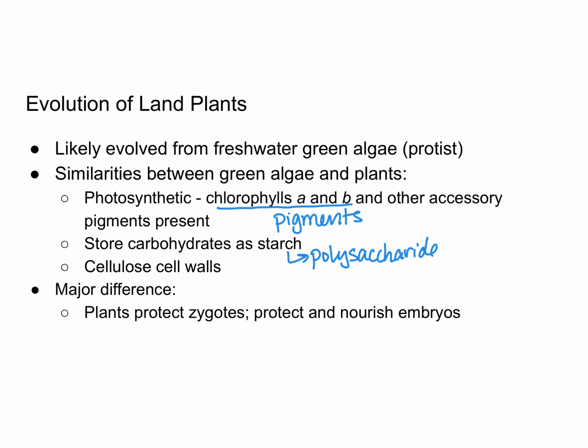The major difference between the two is that plants protect the zygotes. So this is kind of like the baby cell, if you will, whereas algae don't do that. So the plants protect the zygotes in the developing embryos, which helps to increase their success during reproduction.